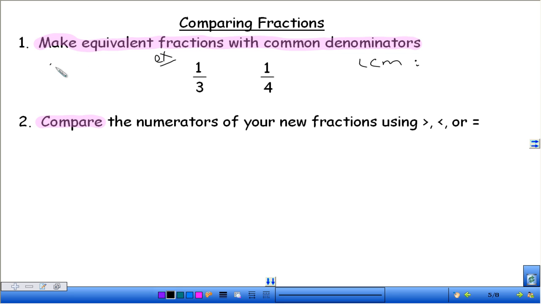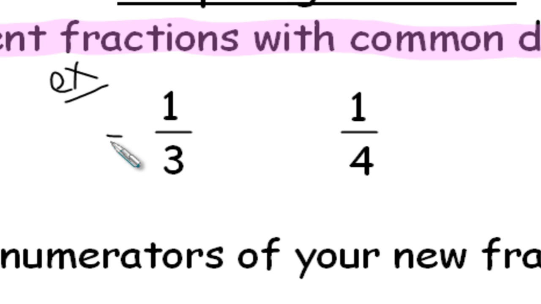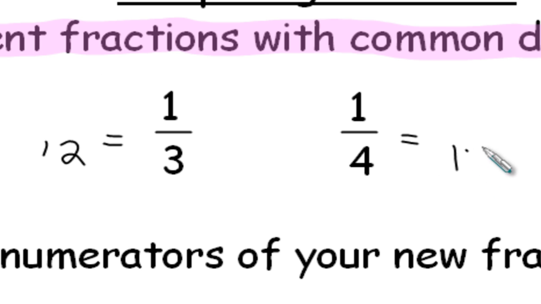Remember I taught you guys the ladder method? Can I pull anything out of 3 and 4? No, so what do I do with these two numbers to find the least common multiple? You multiply them. What's 3 times 4? 12. So our least common multiple between 3 and 4 is 12. Is that coming back to us a little bit? So what we need to do to make equivalent fractions is make the denominators equal to 12. So our denominator over here has to equal 12, and our denominator over here has to equal 12.